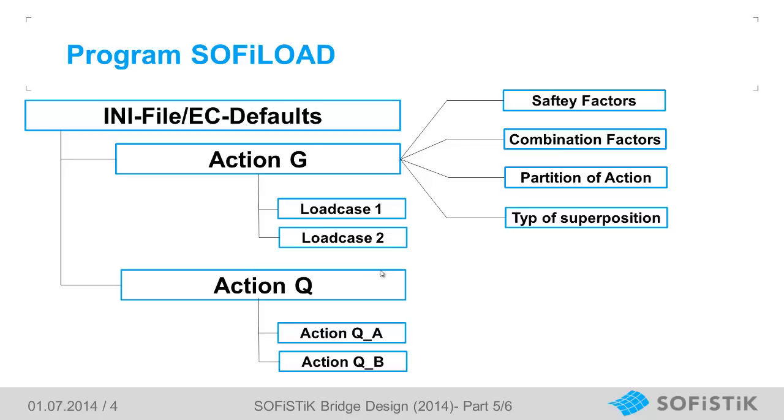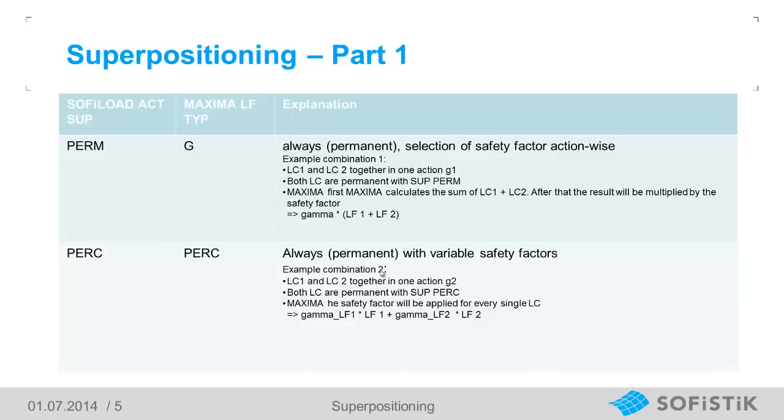Then we also have the possibility to make a partition of an action. That means it's possible to subdivide each action into categories selected with a character from A to Z, each having distinguished combination coefficients or safety factors, like Q_A and Q_B. The category will be appended with an underscore to the name of the action, so to action Q. Then we also have different types of superpositions, and I prepared some graphics for you with more information, because this point is very important.